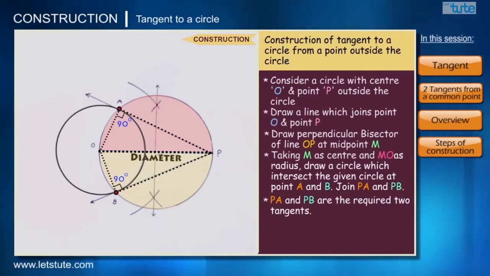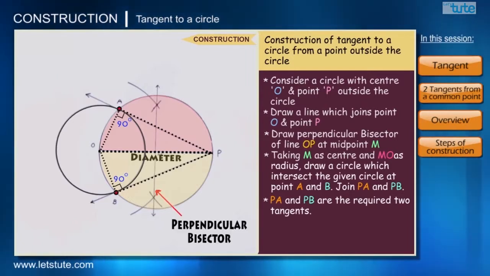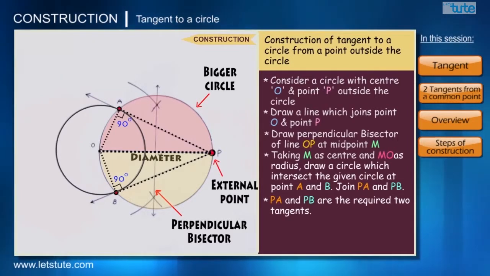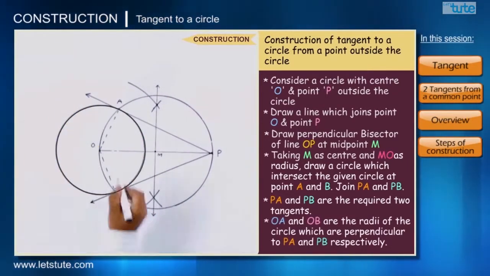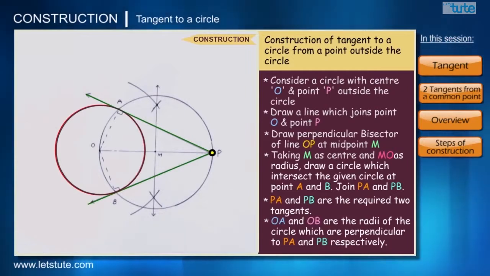So that actually explains the reason for making a perpendicular bisector and forming a circle which will touch this external point and also touch the center of the circle. So that's the logic behind constructing 2 tangents from an external point to a given circle.